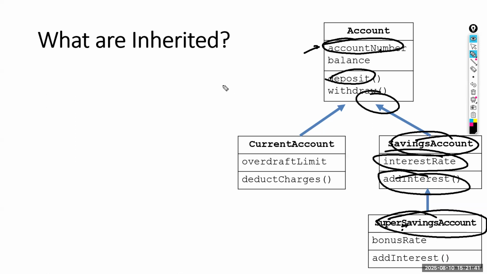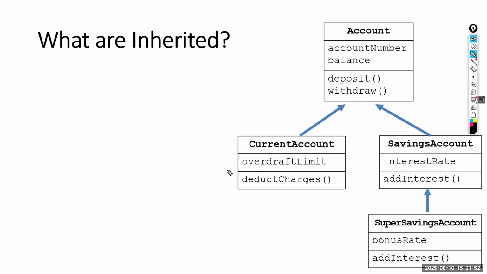So what do you inherit? Non-private attributes and behaviors from supertypes and their supertypes. Attributes and behaviors.